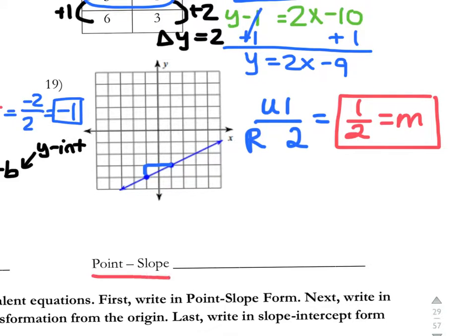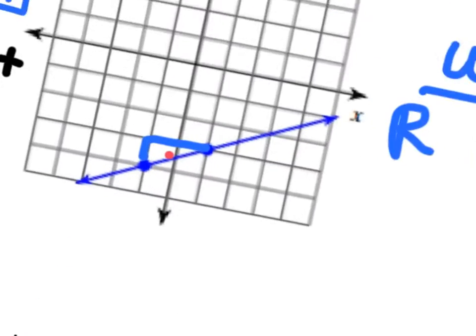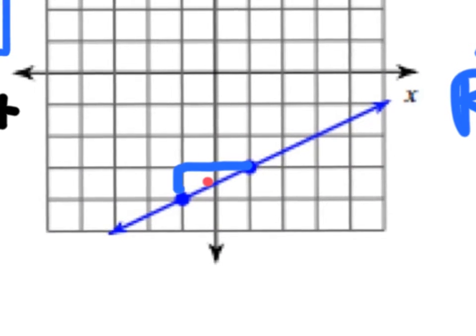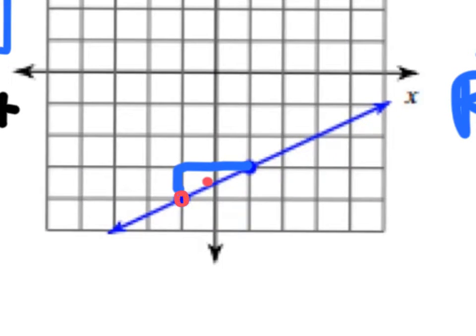Now, this is asking for point slope, and as you can see, my y-intercept is not very clear. It's in between two exact numbers. So instead of using my y-intercept, I'm just going to pick a point on my graph. I'm going to really zoom in here. I'm going to choose this point. So that's negative 1, down 1, 2, 3, 4. Negative 1 comma negative 4 is my point.